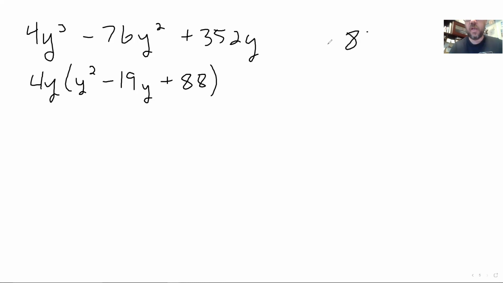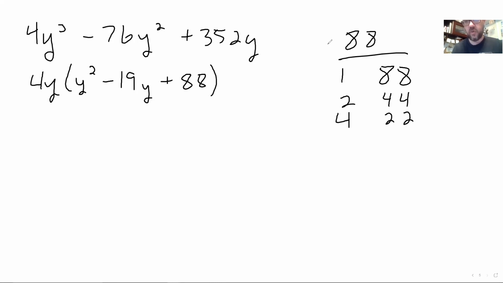So 88, we can have 1 times 88. Does 2 go in? Yes, 44 times. Does 3 go in? No, 3 is not a factor of 88. How about 4? Yeah, 22. 5, no. 6, no. 7, no. 8, yes. 9, no. 10, no. 11, yes, but it's already over there, right? My next number is 11, so that means my list is complete here.